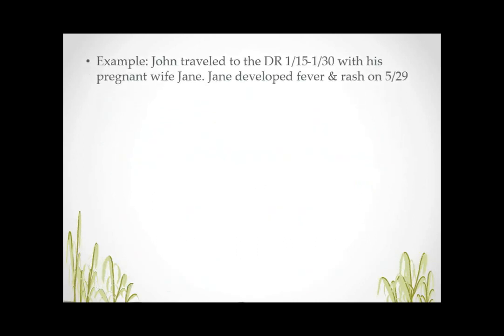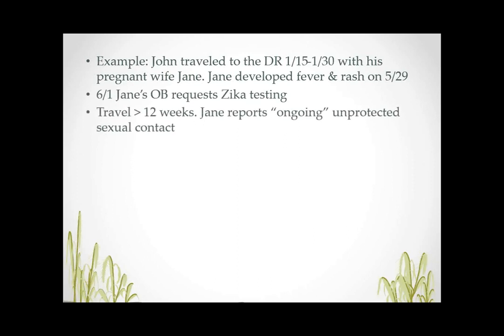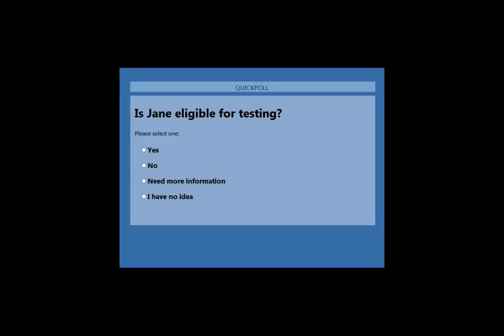Okay, so we're going to do an example and a poll question. So John traveled to the Dominican Republic from January 15th to the 30th with his pregnant wife, Jane. Jane developed a fever and a rash on May 29th. On June 1st, Jane's obstetrician requests Zika testing. Jane traveled over 12 weeks ago, so would not be eligible for testing based on her travel exposure. Jane does report having ongoing, unprotected sexual contact with John. Okay, so we are going to do our poll question. So based on that information, is Jane eligible for testing?